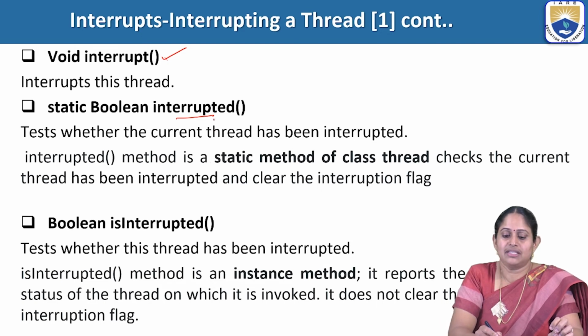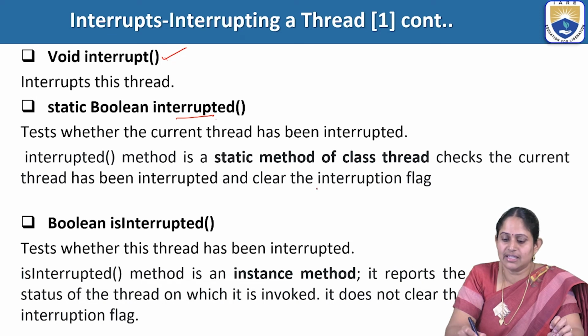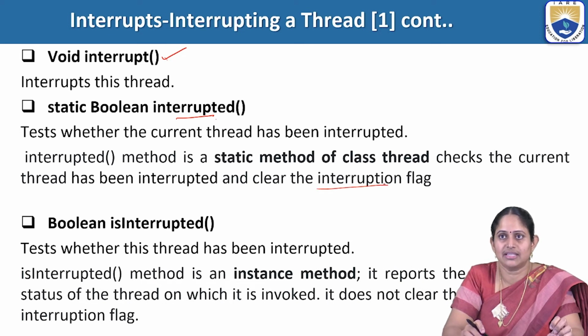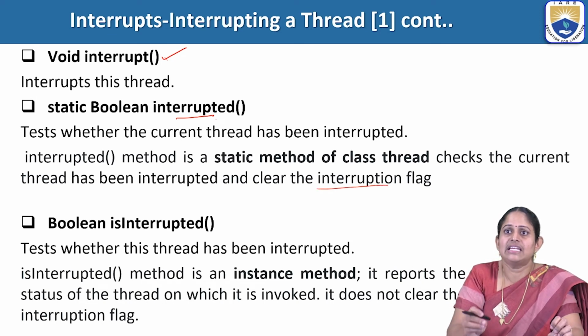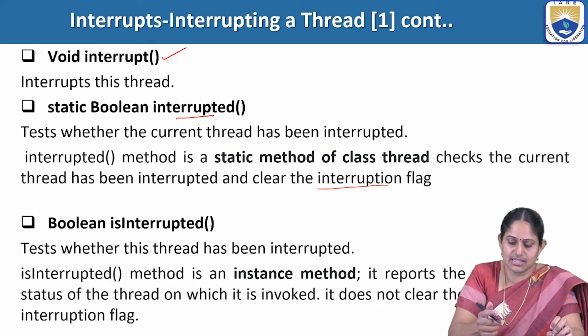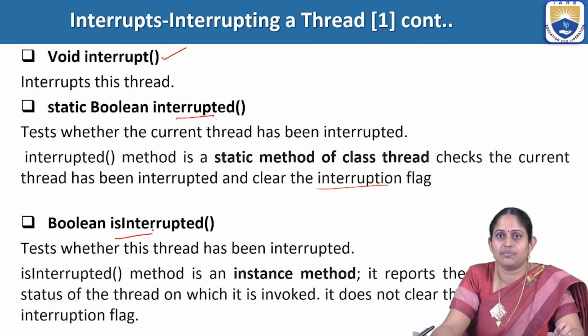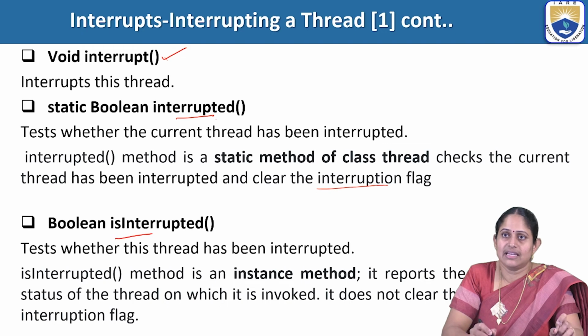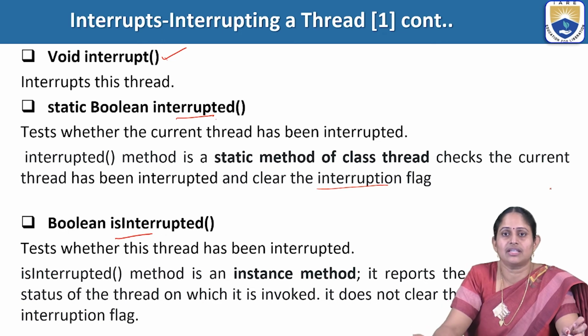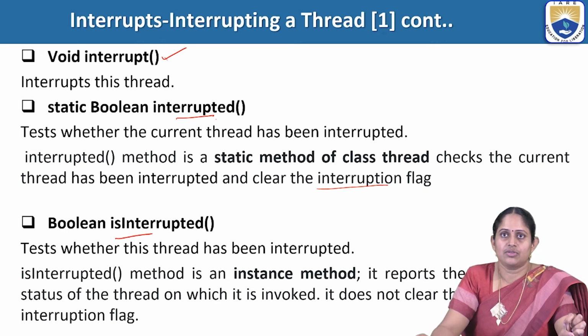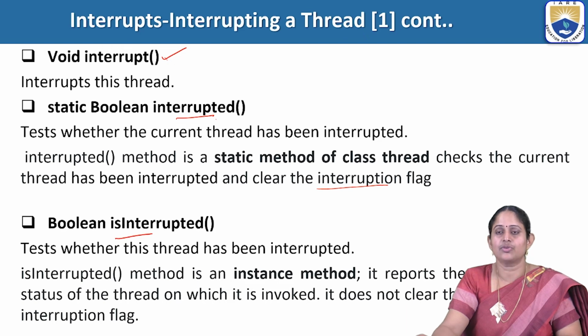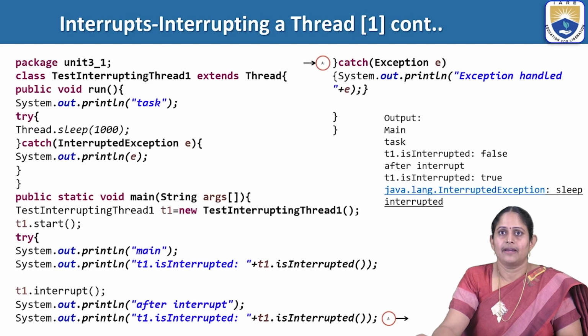When we call the interrupted method, it will check whether that thread is being interrupted, and it will clear the interruption flag. Now there is another method, isInterrupted, which will again return a Boolean value, and that is an instance method. It will return the status of the thread whether it is interrupted or not, but it will not clear the interruption flag. So these are the three main methods which are used to interrupt any thread.